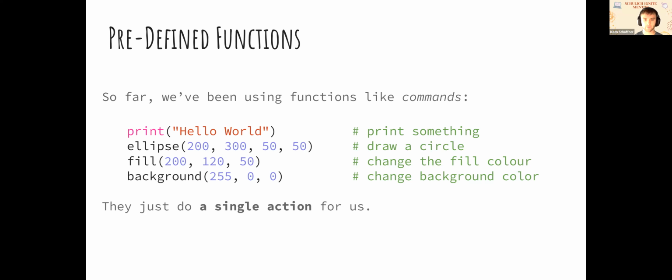And they just repeat code for us. The nice thing about the ones on the screen is that they do a single action. Print just prints hello world. Ellipse just draws a circle.